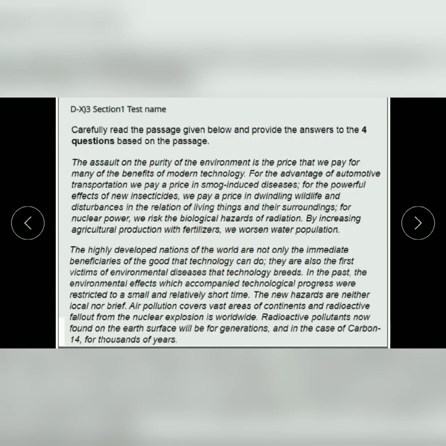Carefully read the passage given below and provide the answer to the 4 questions based on this passage. The assault on the purity of the environment is the price that we pay for many of the benefits of modern technology. For the advantage of automotive transportation, we pay a price in smoke induced disease. For the powerful effects of new insecticides, we pay a price of dwindling wildlife and disturbances in the relation of living things and the surroundings. For nuclear power, we risk the biological hazards of radiation. By increasing agriculture production with fertilizers, we worsen water pollution, etc. Read carefully this passage.